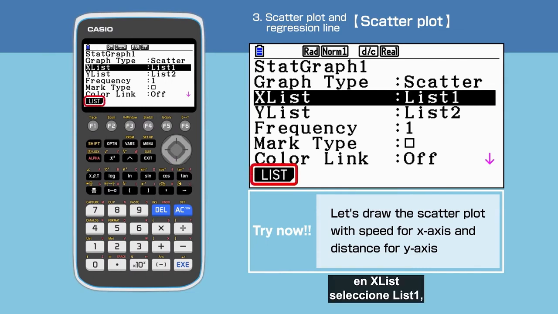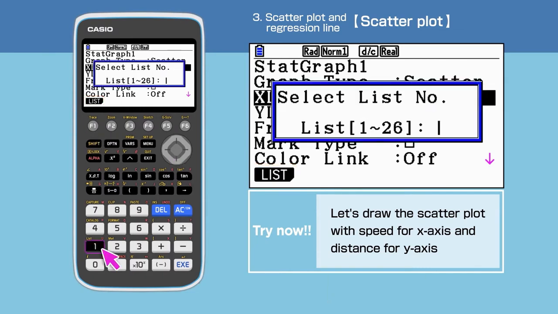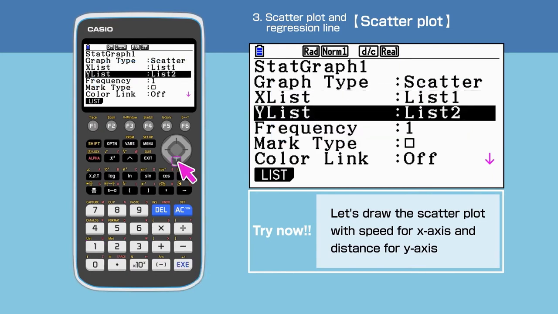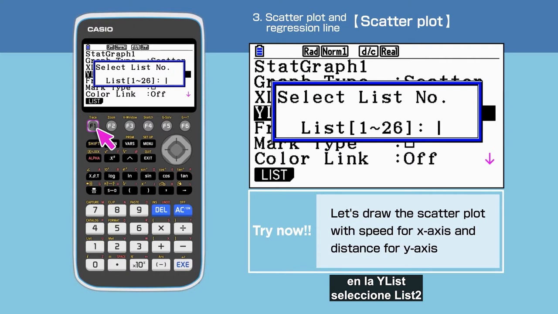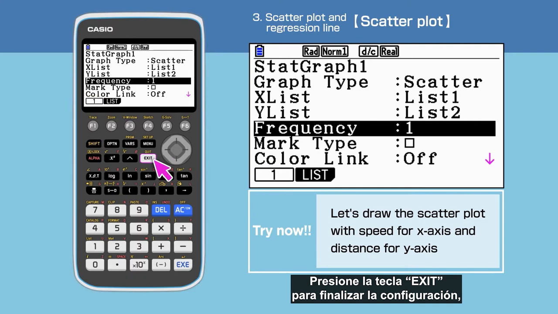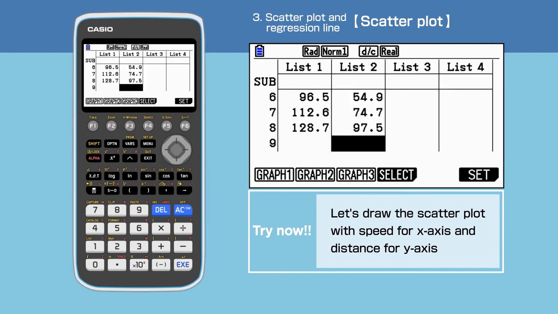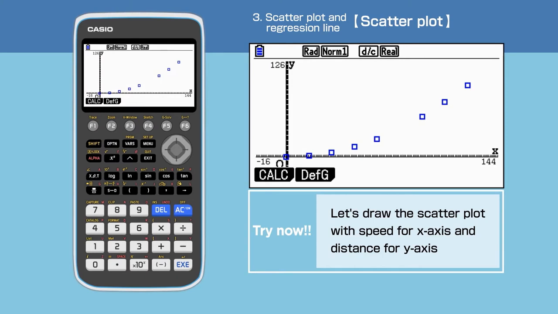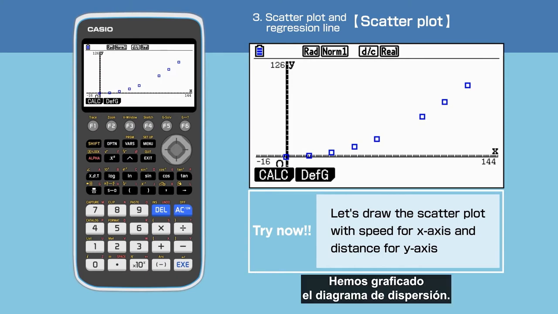X-List List 1, Y-List List 2, and Frequency 1. Press Exit to finish setting. Then press F1 to draw the graph. We have drawn the scatter graph.